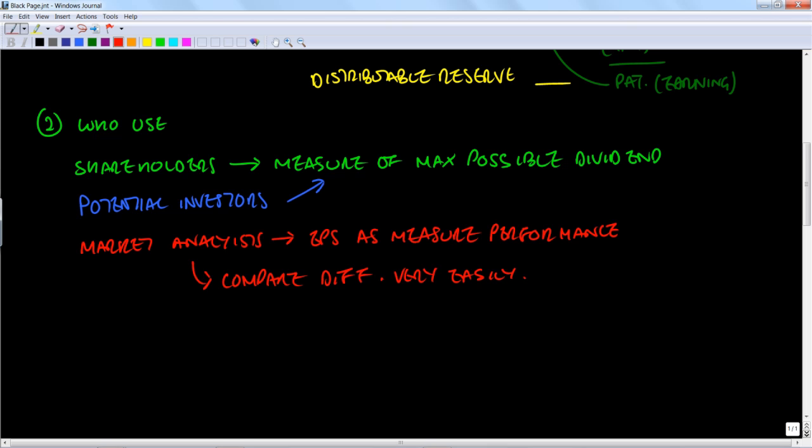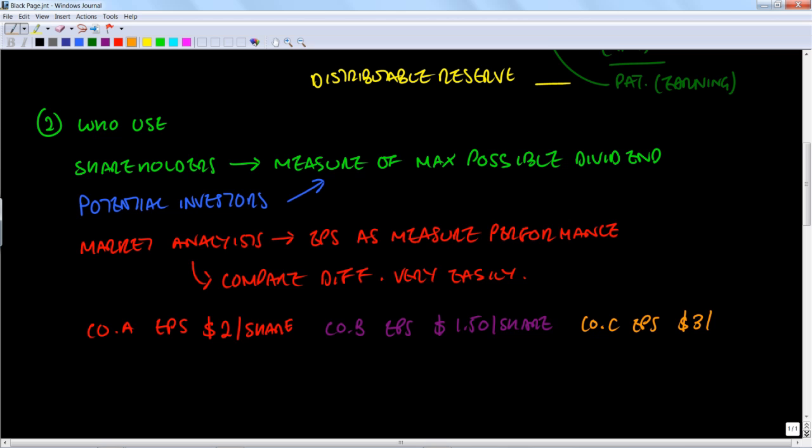Okay, because if you can imagine, let's say you've got company A. Okay, company A has earnings per share of $2 per share. Okay, on the same stock exchange, maybe we have company B. Company B has earnings per share of $1.50. Okay, and then you've also got company C. Let's say company C has EPS of $3 per share.